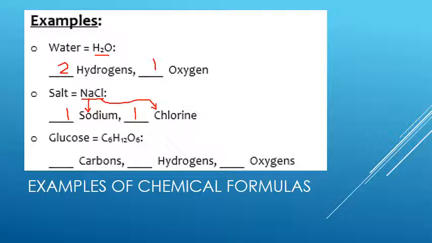Our third one was a little more complex. We have 3 elements in this case, carbon, hydrogen, and oxygen. Again, check your subscripts. We have 6 carbons. We have 12 hydrogens, and we have 6 atoms of oxygen.